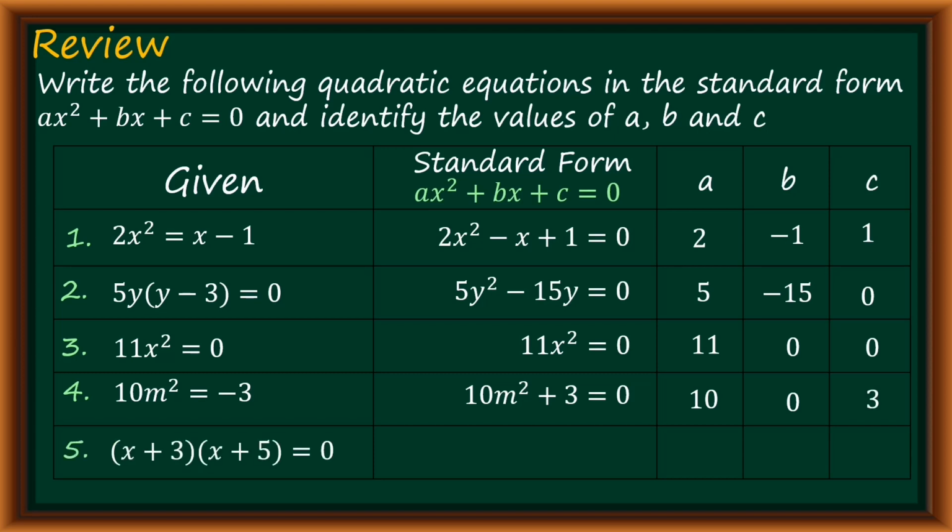Lastly, we have the quantity x plus 3 times the quantity x plus 5 is equal to 0. After multiplying the expression on the left side, it will give us x squared plus 8x plus 15 is equal to 0, where a is equal to 1, b is equal to 8, and lastly c is equal to 15.